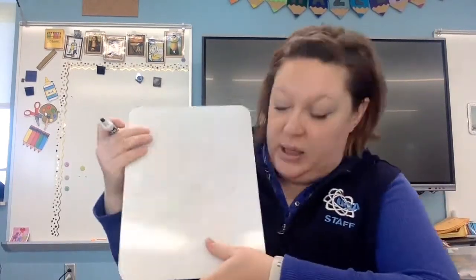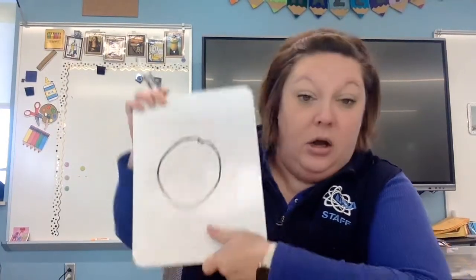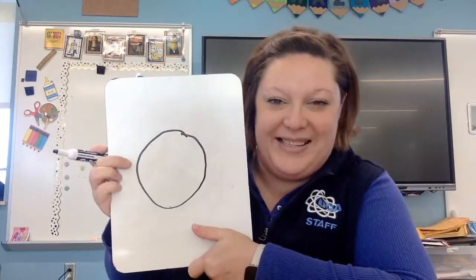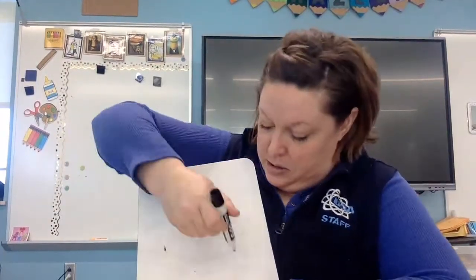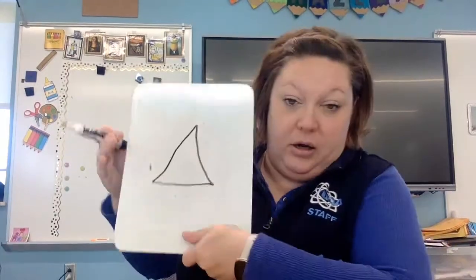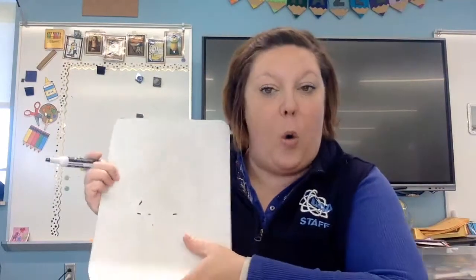So, quick review. A shape is when a line comes back to where it begins. So, a circle is a geometric shape. A triangle is a geometric shape. So what is an organic shape?